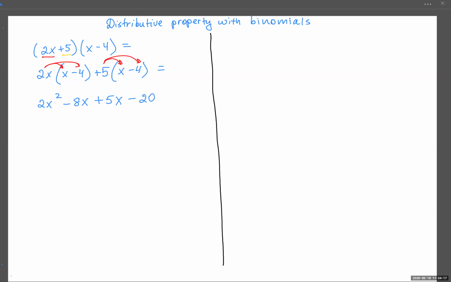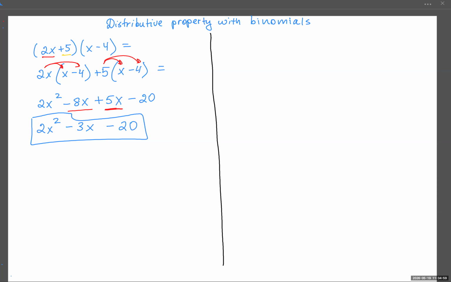Now, like terms, we don't have any other x squared besides the first one. We do have the -8x and the positive 5x. So we are going to go ahead and add those two together, leaving you with 2x squared minus 3x minus 20. And that will be your final answer. So this is a double distributive property. It is often taught as a FOIL method in the United States, so we'll go ahead and discuss that method also.